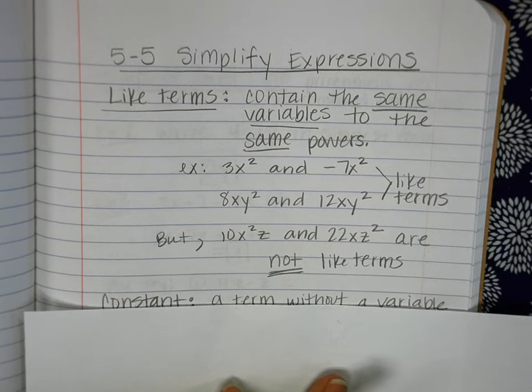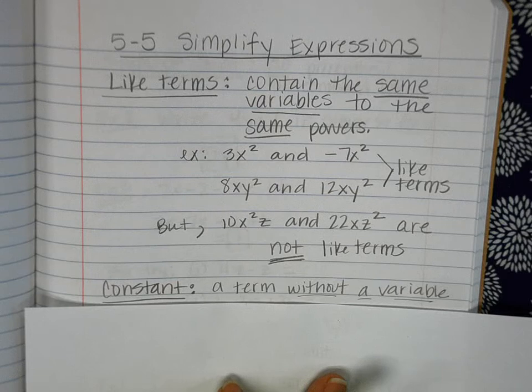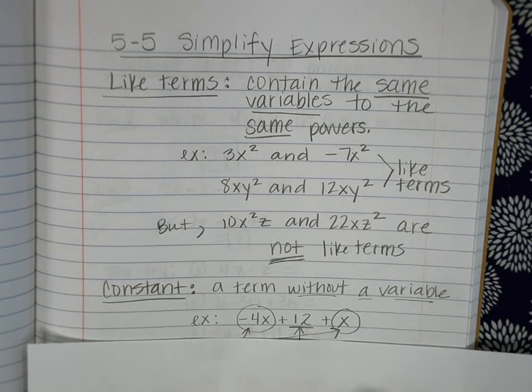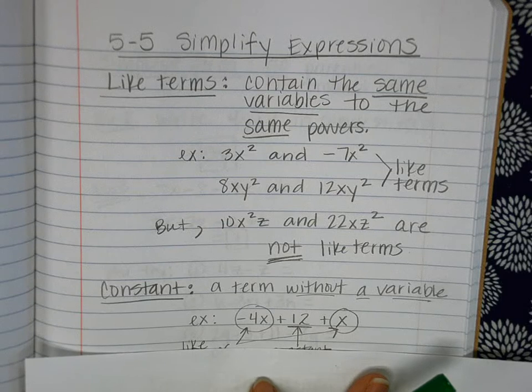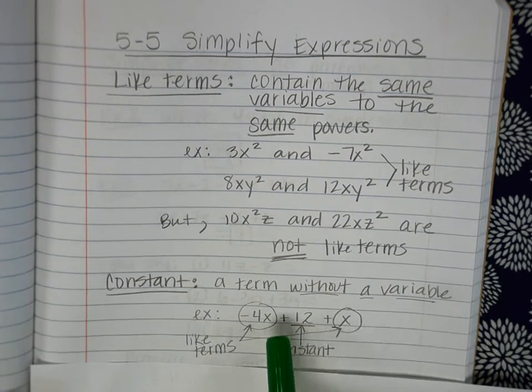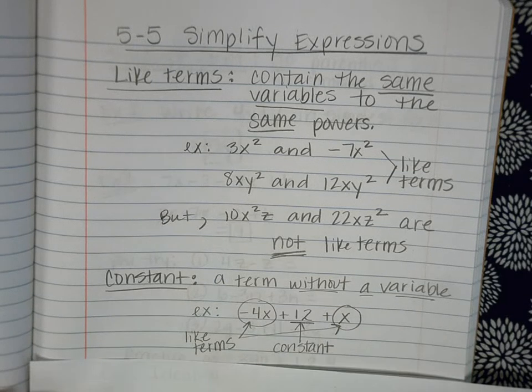Okay. The constant is a term without a variable. Okay, it's part of the expression that doesn't have the variable. So that would just be like the plain old number. Remember, we just combined those numbers all by themselves? Okay? So the like terms are with the variable here, and the constant has no variable.